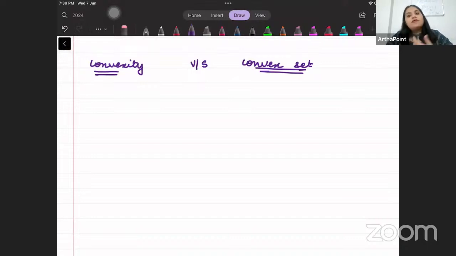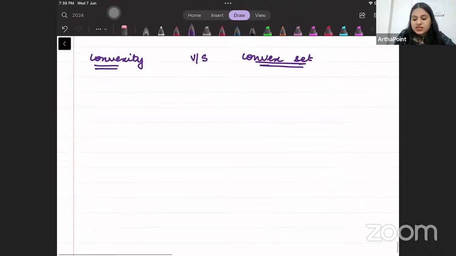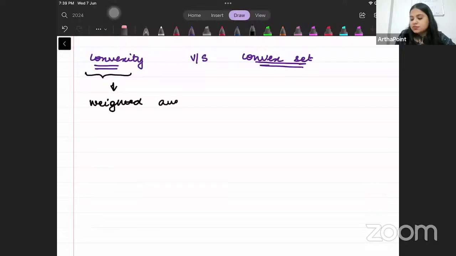Let us think about convexity first. When I talk about convexity, the definition says that weighted averages should be preferred over extremes.